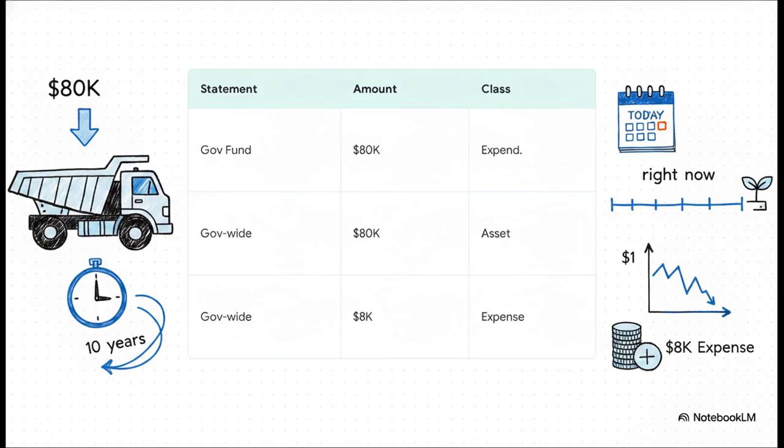Conversely, the government-wide statement takes the long-term view. It records the $80,000 asset on the balance sheet and then recognizes an $8,000 annual depreciation expense on the statement of activities over the truck's 10-year useful life.